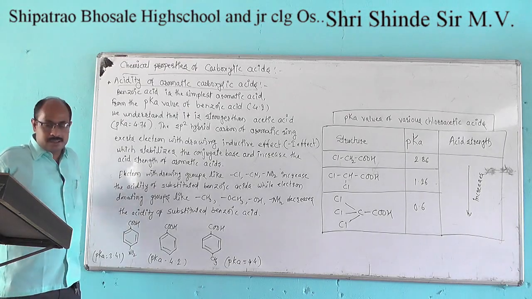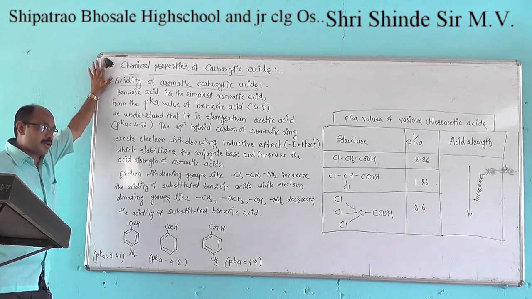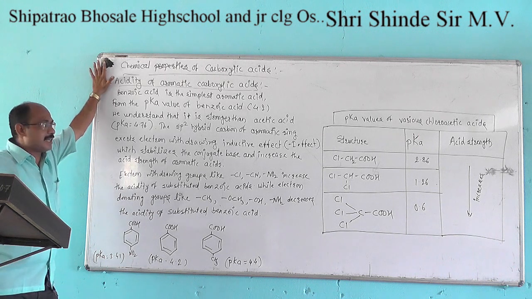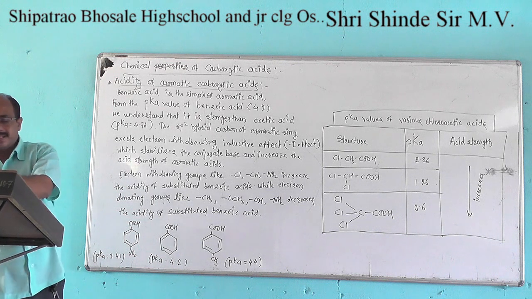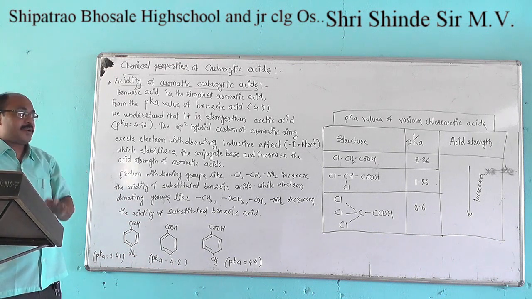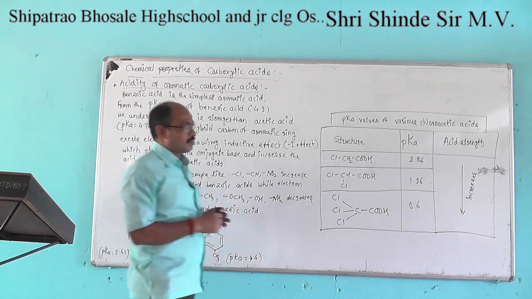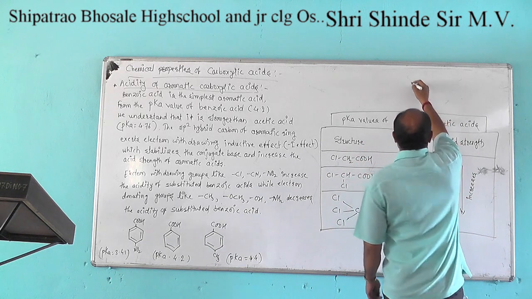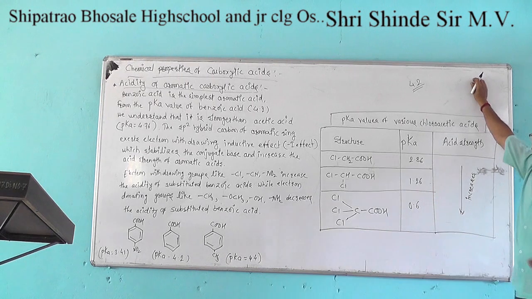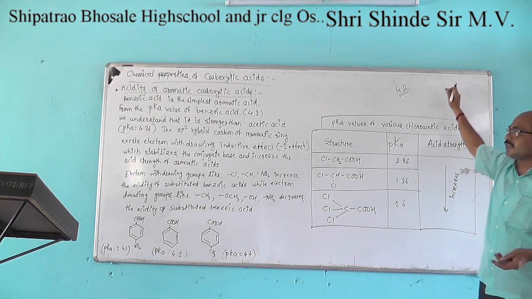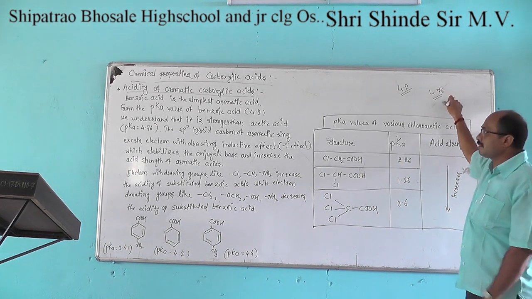Next, we observe the chemical properties of aromatic carboxylic acids, the acidity of aromatic acids. Benzoic acid is the simplest aromatic acid. Its pKa value is 4.2, and when we observe acetic acid, its pKa is 4.76.